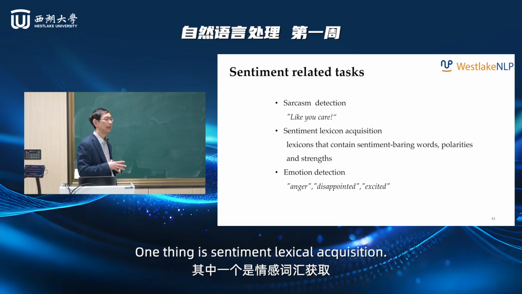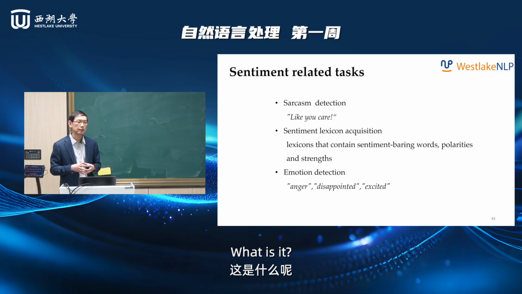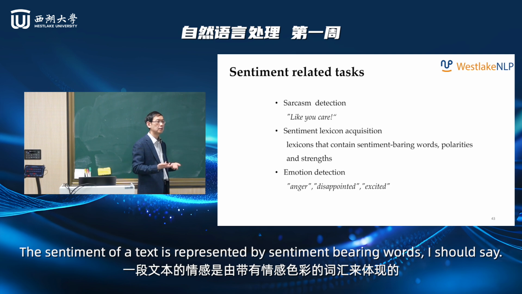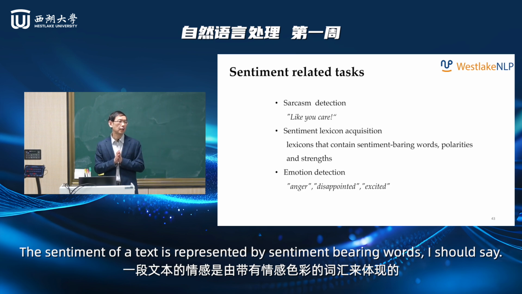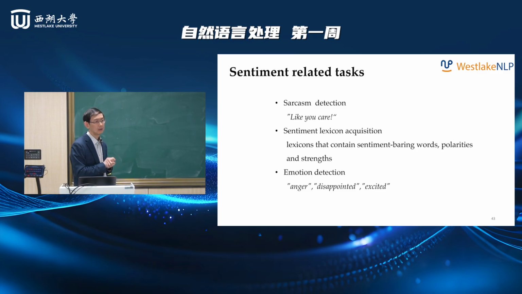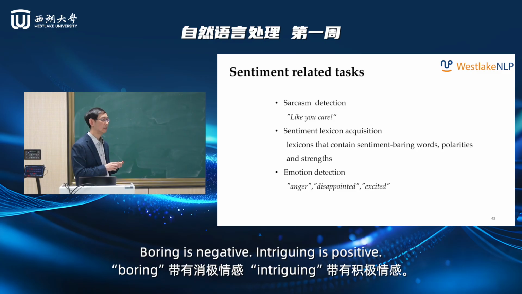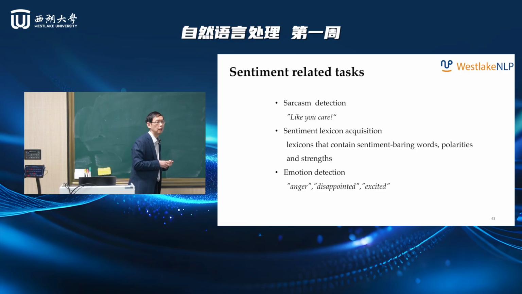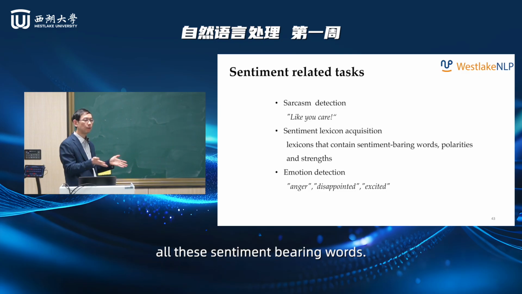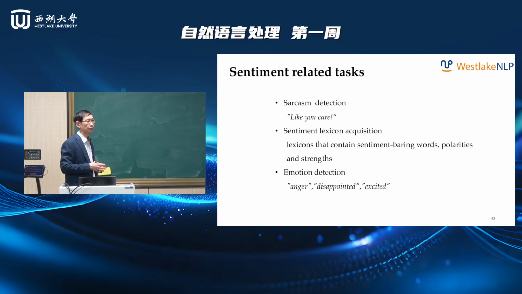One thing is sentiment lexicon acquisition. What is it? The sentiment of a text is represented by sentiment-bearing words. For example, like bears a positive sentiment, boring is negative, intriguing is positive. So sentiment lexicon acquisition uses an algorithm to extract automatically from text all these sentiment-bearing words.